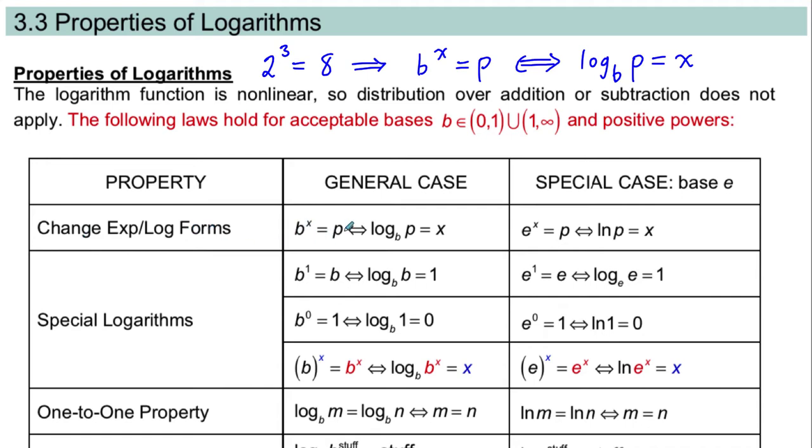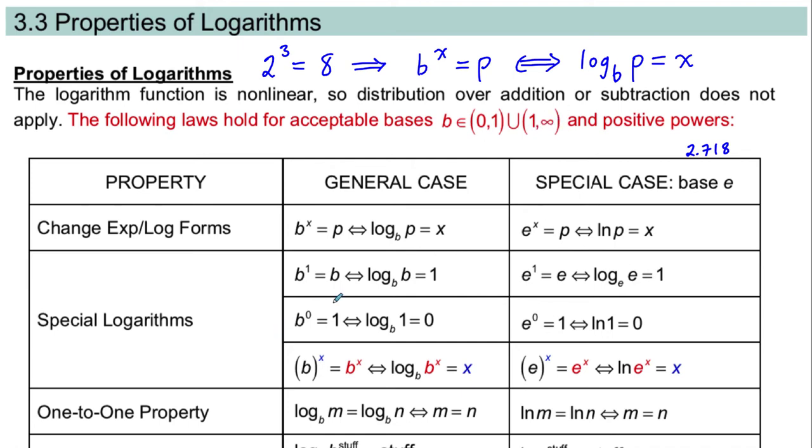So indeed, this conversion is the first property that we talk about, the change from exponential to logarithmic forms. Now, we have all of the logarithm laws for the general case as well as for the special case, which is base e, and e is the natural number approximately 2.718. Indeed, these properties of logarithms work for any acceptable base, which is between 0 and 1 for exponential decay, or between 1 and infinity for exponential growth.